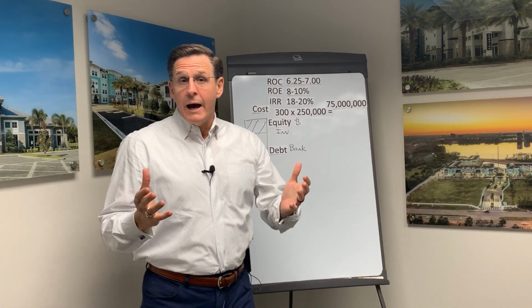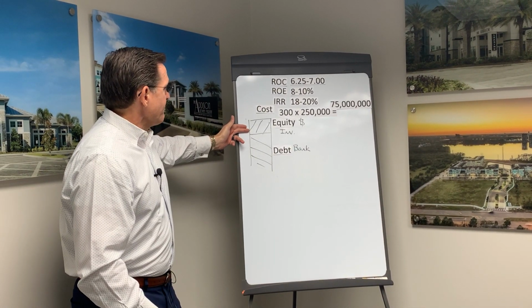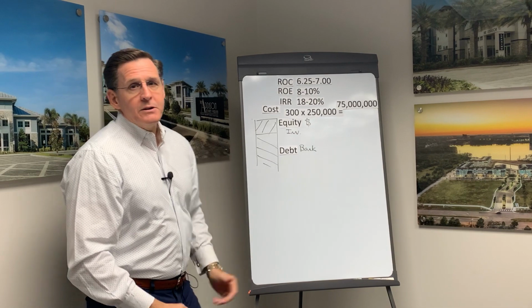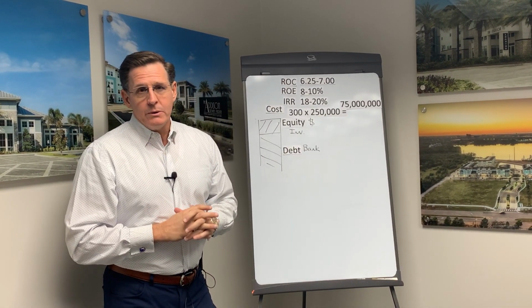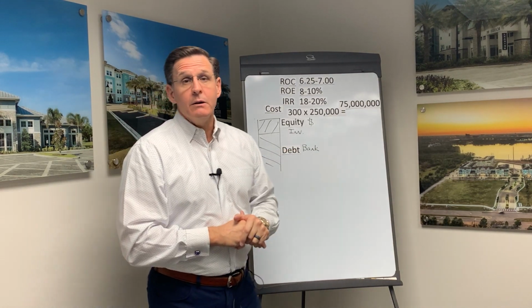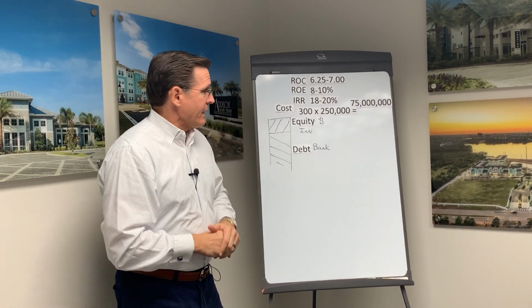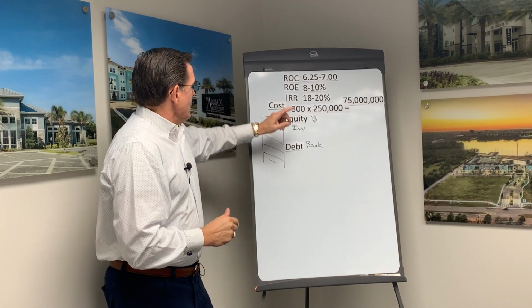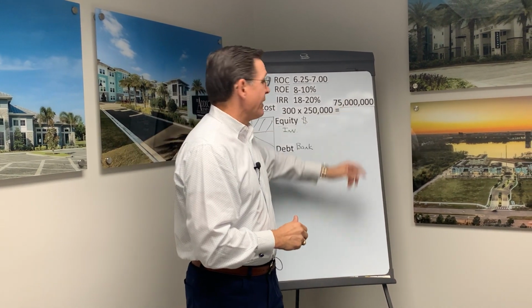Now you can use all cash, $75 million, and build it, or as I mentioned, the capital stack. So today, typically the debt moves. The debt, we could do a whole other class on debt itself. Today, it's roughly about 55% of the cost of the project, and the remaining part is equity. So when we look at the return on cost, we've got our total cost of $75 million.